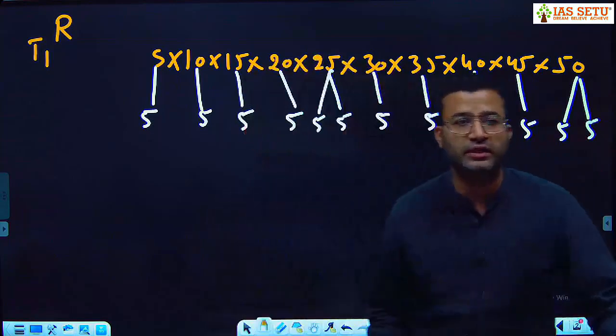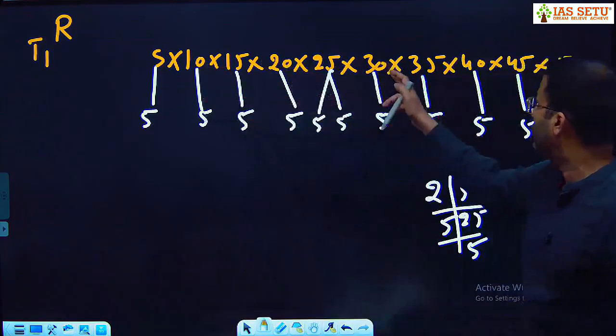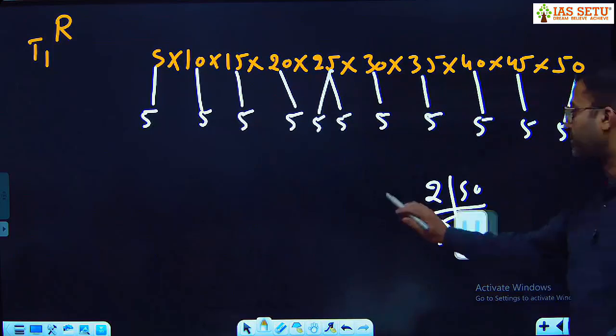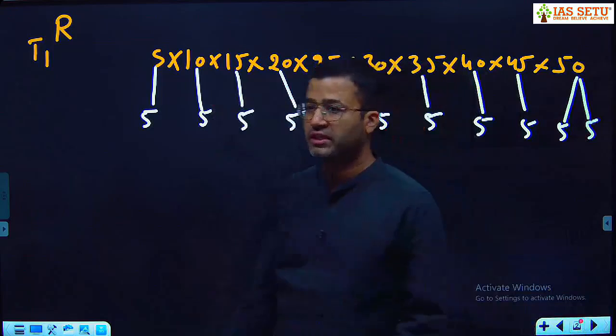Otherwise, some students just check there is 10, 20, 30, 40, 50, and they get the wrong answer. Because here we will not have a total of 50, we will have more. So what is important? Step number 1, just check how many 5s are there.